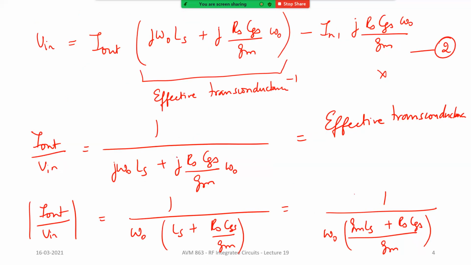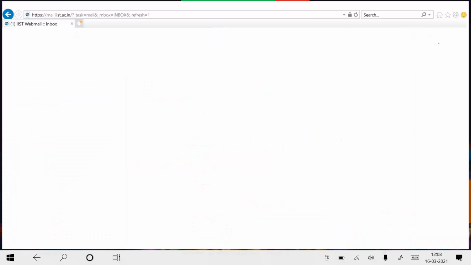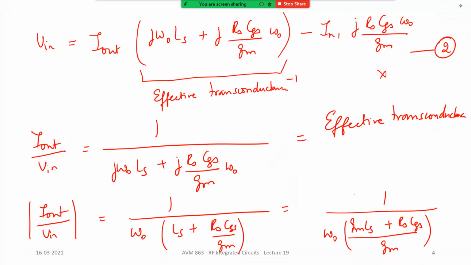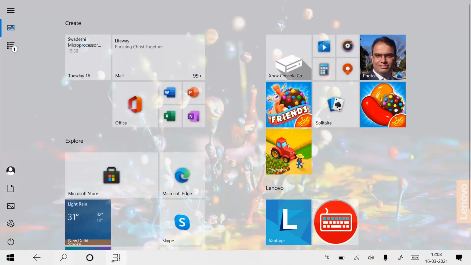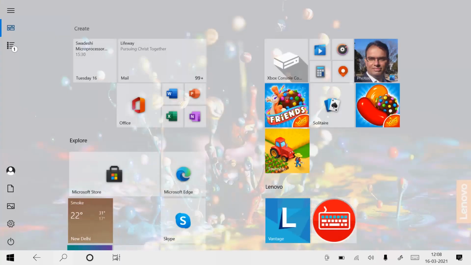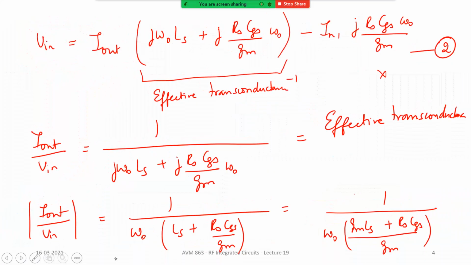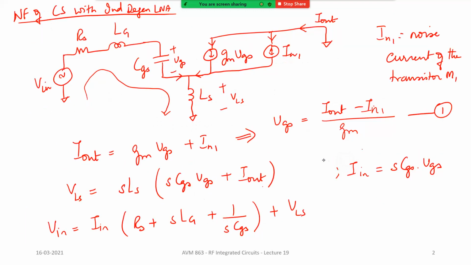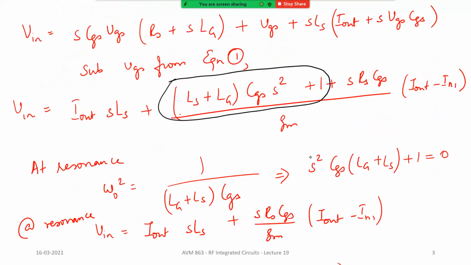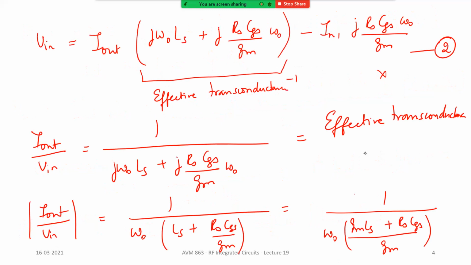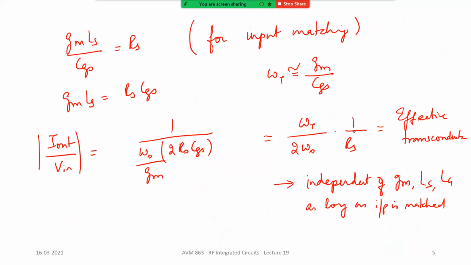Let me call this equation number 2. In the second equation, we are going to set V in to 0, and if you set V in to 0, what happens? All the output noise is because of the noise current. I mean, all the output current is because of the noise only, right? So let us see what is the short circuit output noise current. So setting V in to 0 in this equation, what do we get?